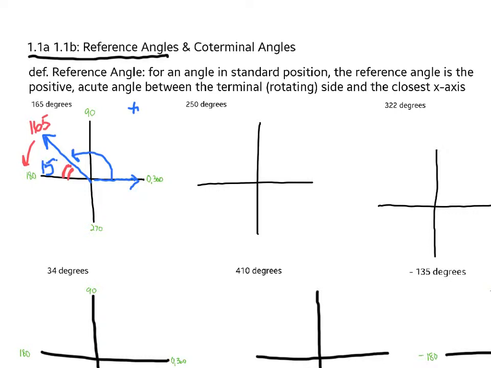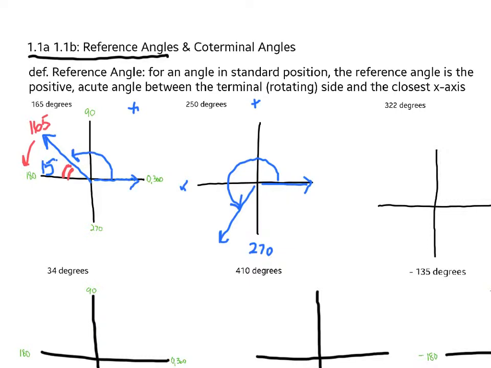Let's see if that kind of catches on. So my next one is 250 degrees. So again, it's a positive angle, so a positive rotation. So I'm starting on the positive x-axis and rotating in a positive direction, and I want to get to 250. I didn't label the axis here, but I know that this is 180 and this is 270. So I must be somewhere over here with a positive rotation.